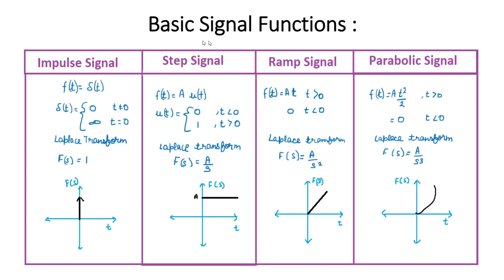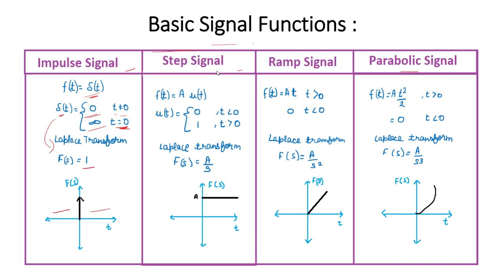Okay, so here we have four basic types of signal functions: impulse signal, step signal, ramp signal, parabolic signal. Impulse signal is denoted by delta(t), which is 0 at t not equal to 0. So it is 0 everywhere here and here, but at t equal to 0, it is infinite. You can see from here. And the Laplace transform of this delta(t) is 1.